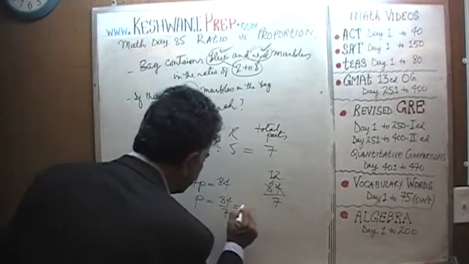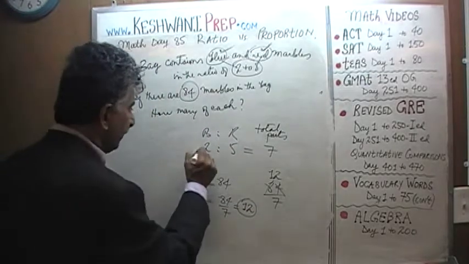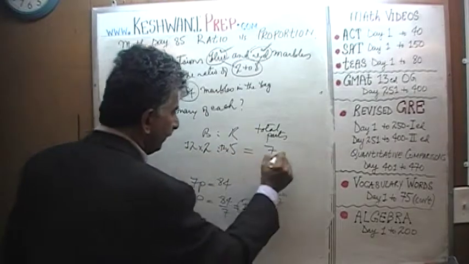Each part is worth 12 marbles. Each part is made up of 12 marbles. That's it. We're done. We just multiply everything by 12 and we're done. This is times 12, and this is times 12.